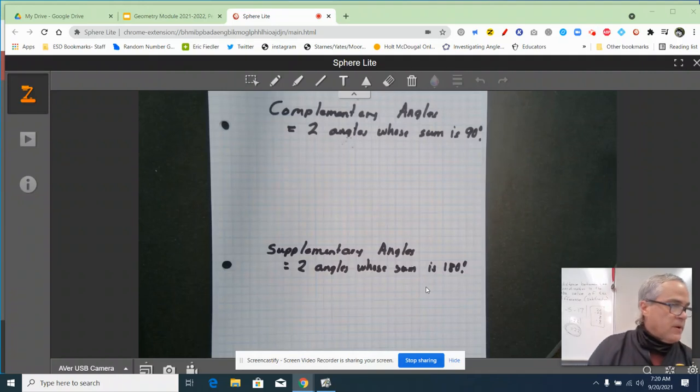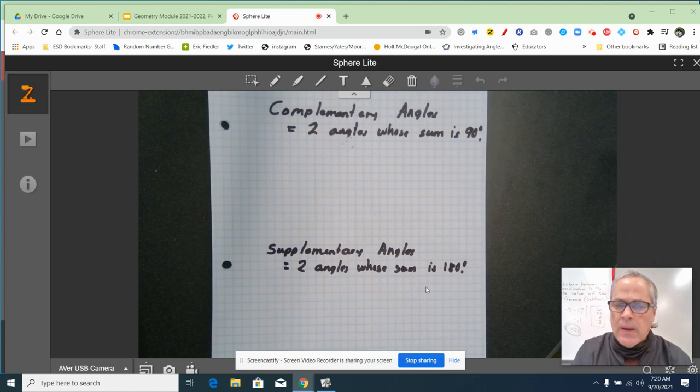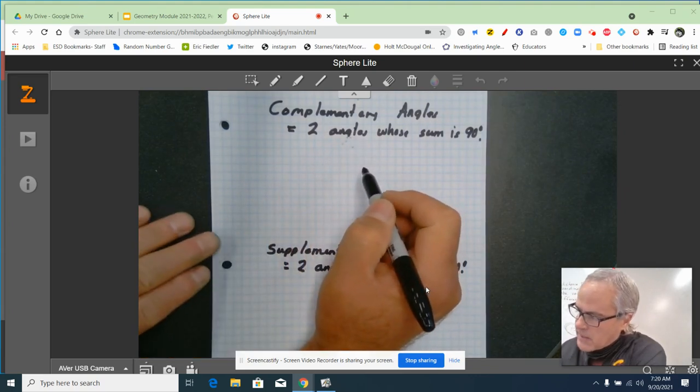Our second type of angle pairs. In the previous video, we talked about adjacent angles and linear pair. This one's about complementary angles and supplementary angles. And here are the definitions. Complementary angles are two angles whose sum is 90 degrees.